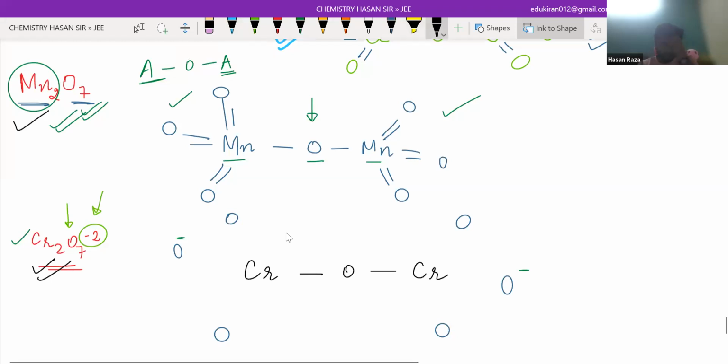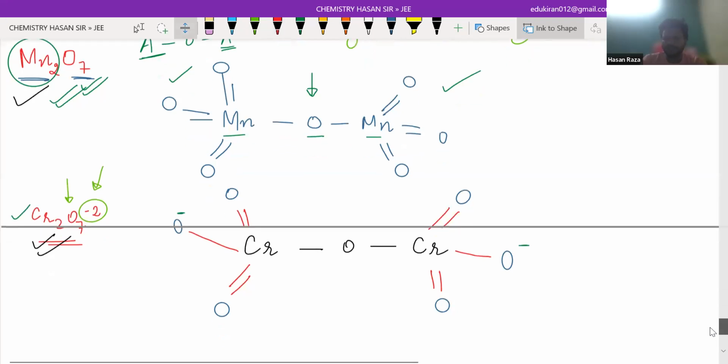Now, you can see whenever oxygen has a negative charge, it makes a single bond. And whenever oxygen is a surrounding atom without a negative charge, then it will make a double bond. So this will be the structure of Cr2O7 2-. Is that clear? Yes, sir.